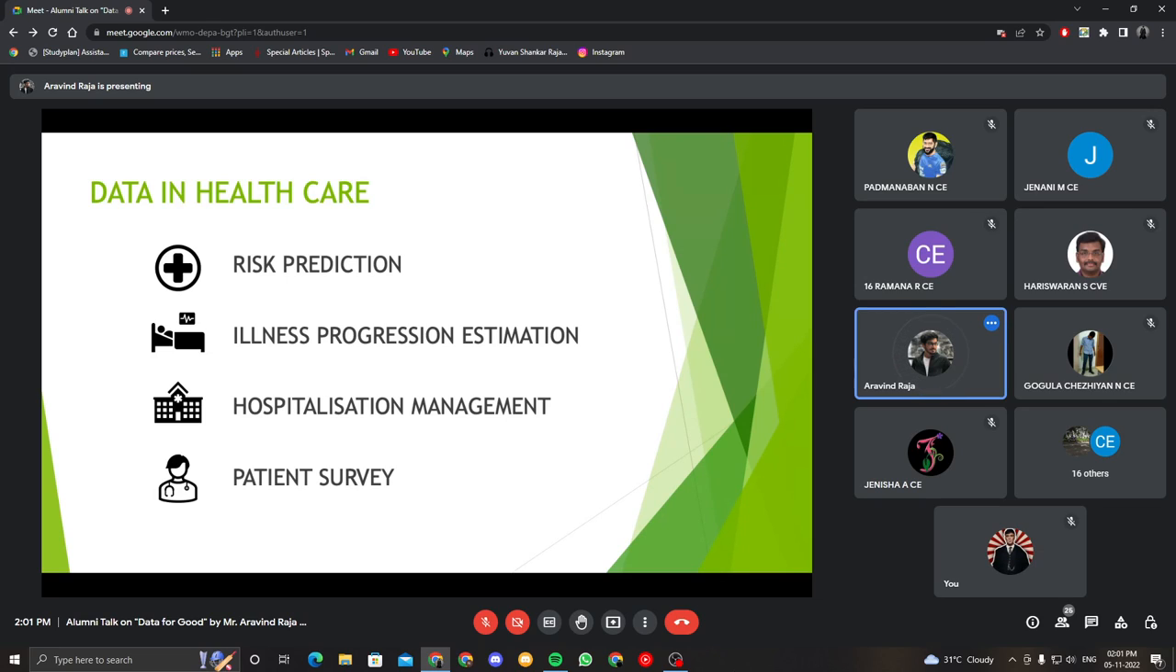This is also a similar case where an illness can be estimated. There is a disease called diabetic retinopathy. Retinopathy is something which affects your eyes, basically.